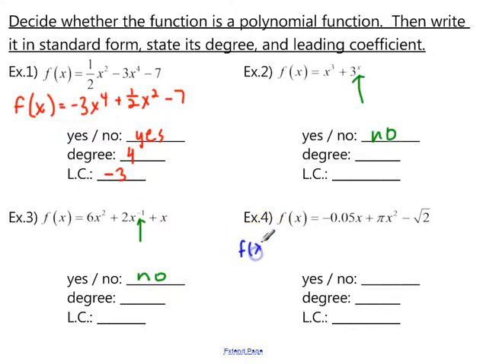We have f of x is equal to, our highest exponent is x squared, so we have a positive pi x squared, and then we have this term, negative 0.05x, and then lastly we have our constant, minus square root of 2. So yes, this is a polynomial function. The degree, highest exponent, is 2, and the leading coefficient is pi.